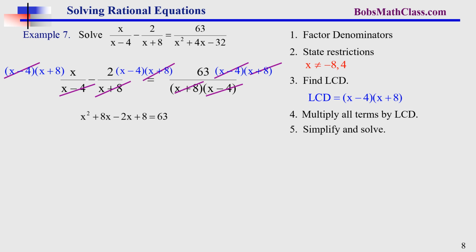Again, we have an x squared. That means we have to set it equal to 0 so we could factor. So add the 8x and negative 2x and then subtract 63 on both sides. So you should get x squared plus 6x minus 55 equals 0. Hopefully that factors. Yes, 55 is 5 times 11, plus 11 and a minus 5. That gives us two answers of a negative 11 and 5.